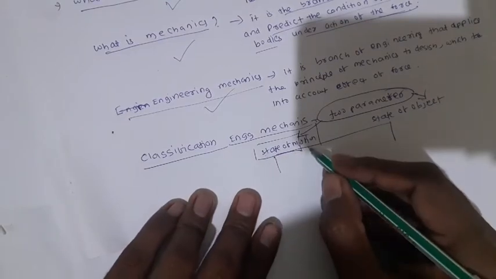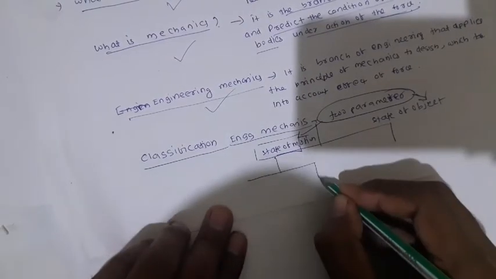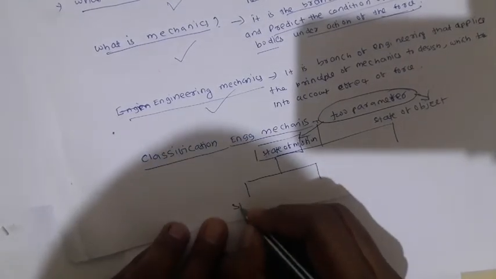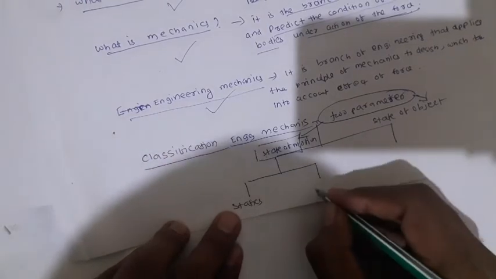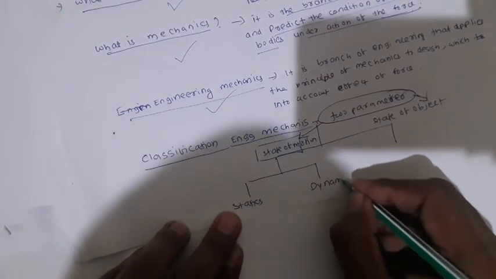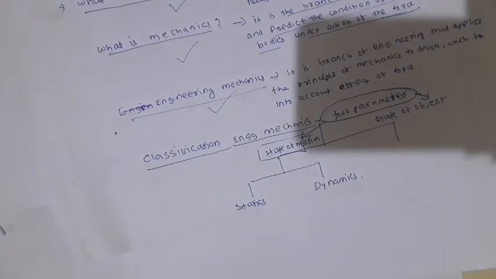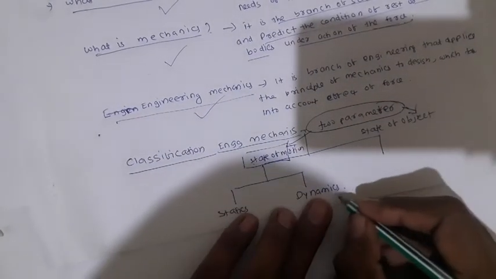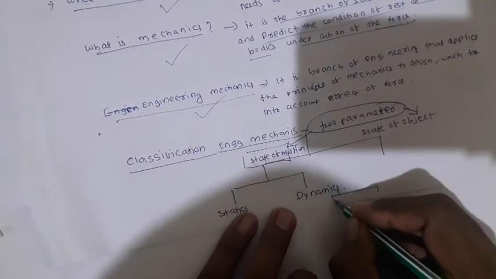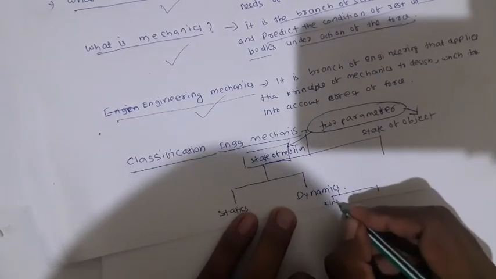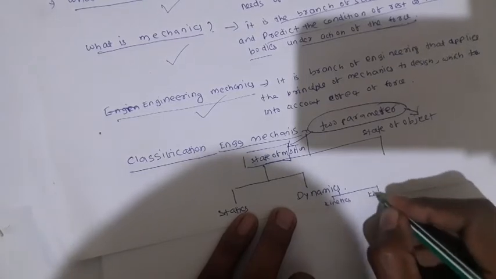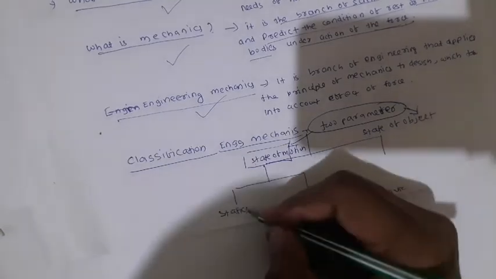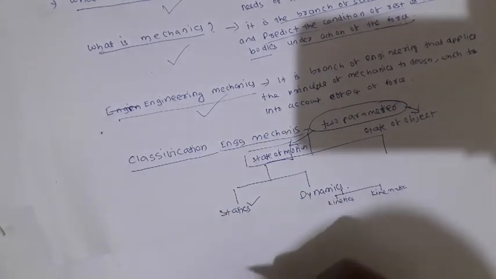So on the basis of state of motion, it is classified into two types. One is statics and another one is dynamics. And dynamics is further divided into two types. One is kinetics and another is kinematics. So what is statics?